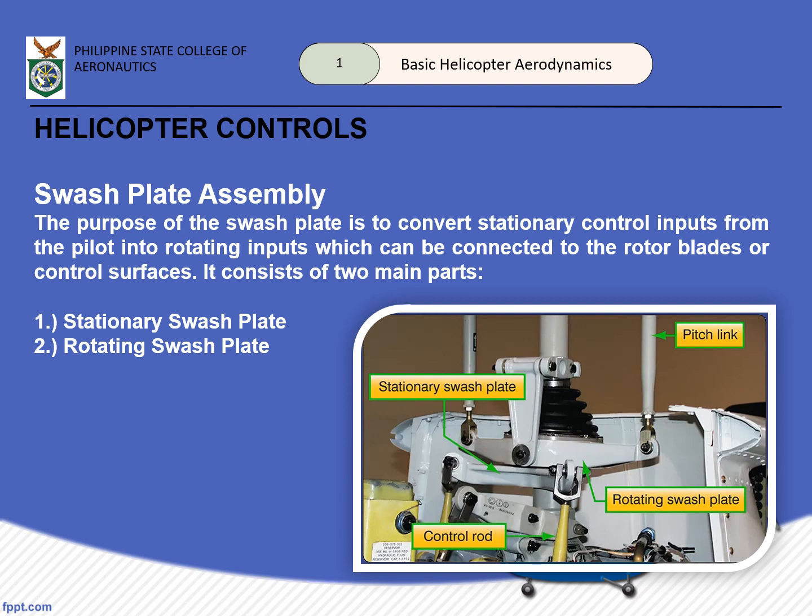By these swash plates. So we have the stationary and rotating. Stationary, from the name itself, is the non-moving part. These are the parts that are directed by our flight controls. Whereas yung ating rotating swash plate naman, from the name itself, these are the parts that move and are responsible for transferring the directed information to our rotor blades.